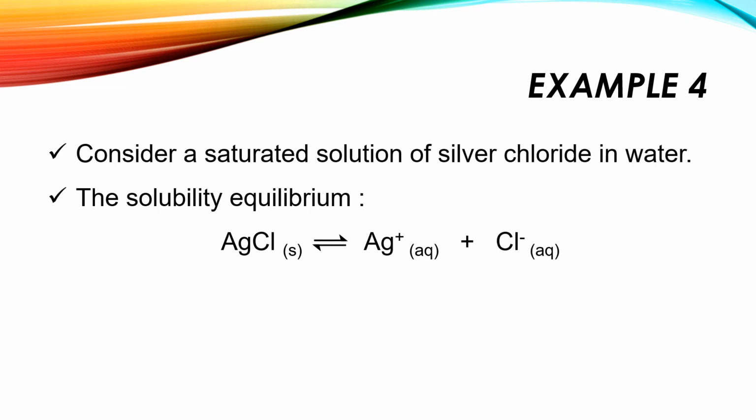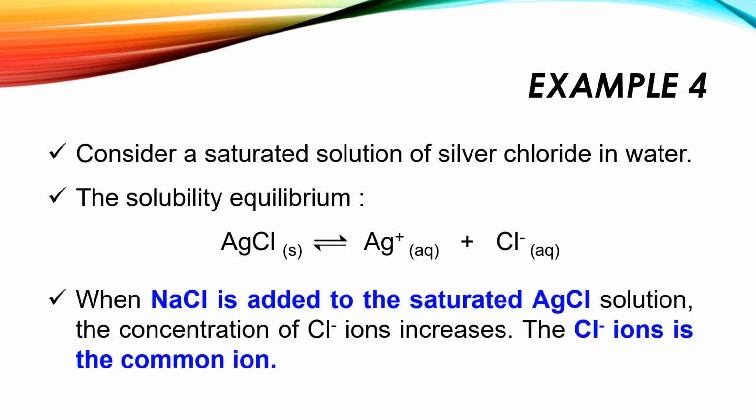Let's consider an example of the slightly soluble salt silver chloride. The solubility equilibrium can be written as solid silver chloride dissociating to form silver aqueous ion and chloride aqueous ion. When NaCl is added to the saturated silver chloride solution, the concentration of the chloride ions is increased. The chloride ion is the common ion.